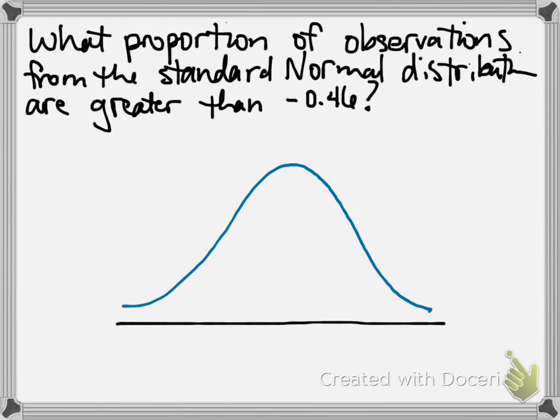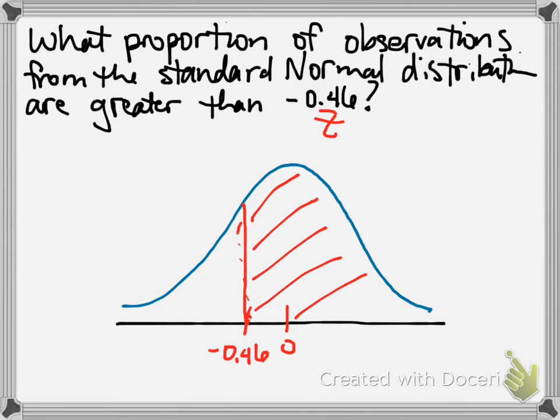We know that we're going to use the standard normal curve, of course, with a mean of 0. And the z-score that we're interested in is this negative 0.46. So that's going to be a little bit to the left of 0, but not too far away. So maybe right about here. Now, in order to figure out what proportion of observations are greater than negative 0.46, that means I'm trying to figure out the area that is to the right of that z-score.